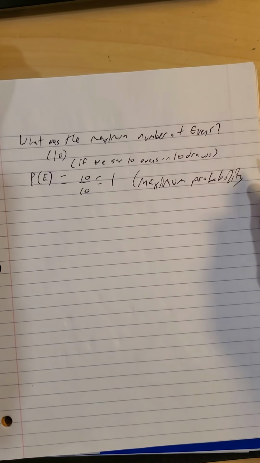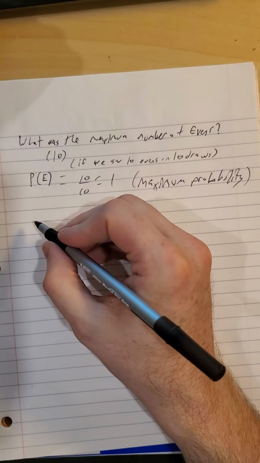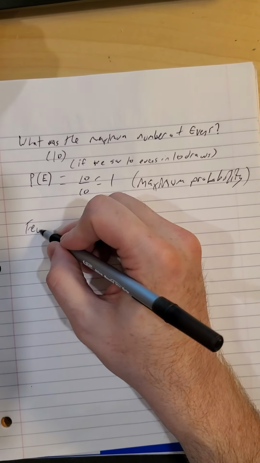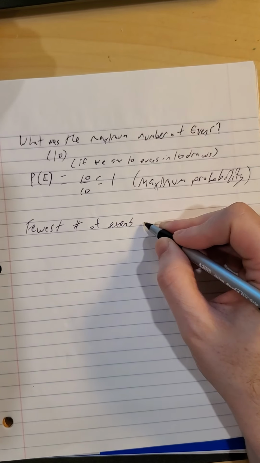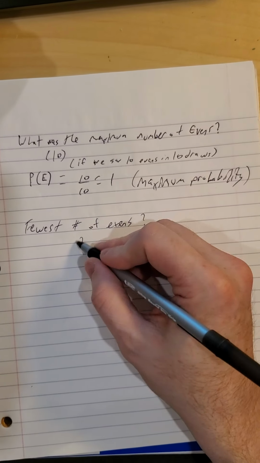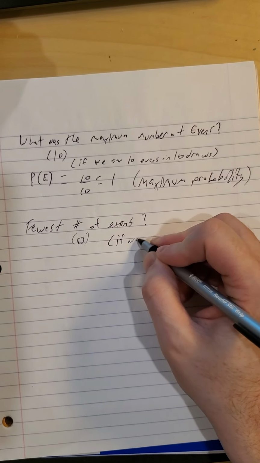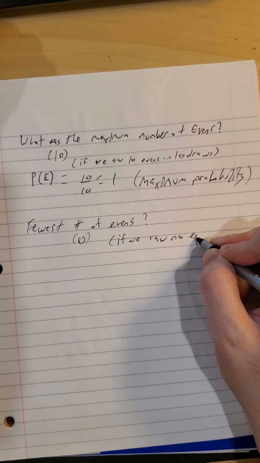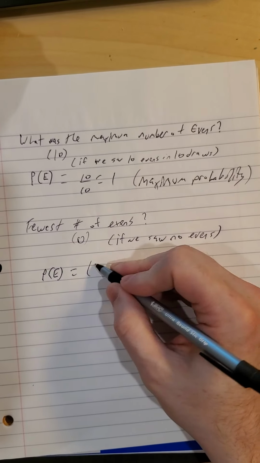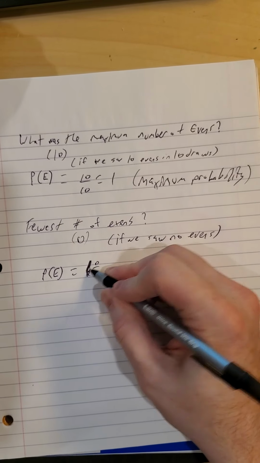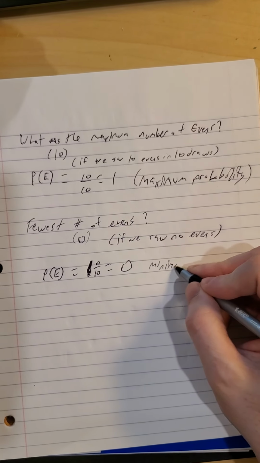So something that happens every time, your fraction will simplify to 1. The fewest number of evens we could have seen is 0. None of them. Probability in that case would be 0 out of 10. 0 out of 10 simplifies to 0. This is the minimum probability.